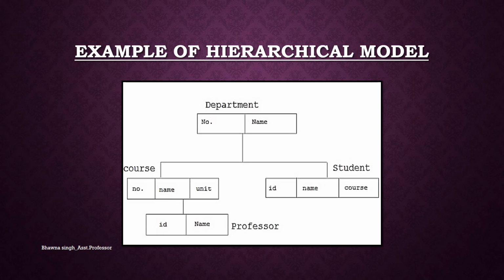Similarly is the case with course, it is acting like a root node, or you can say a parent node, for the child node, that is the professor. So all these entities are linked in a hierarchical manner, or in a tree-like structure. So let us understand how the traversing of this data occurs in this hierarchical model.